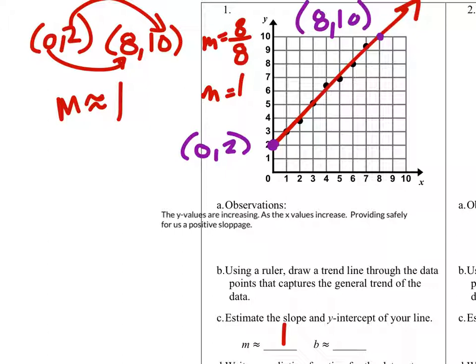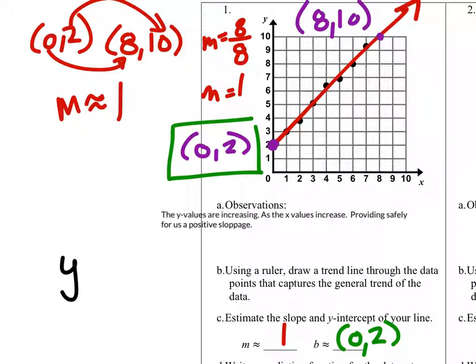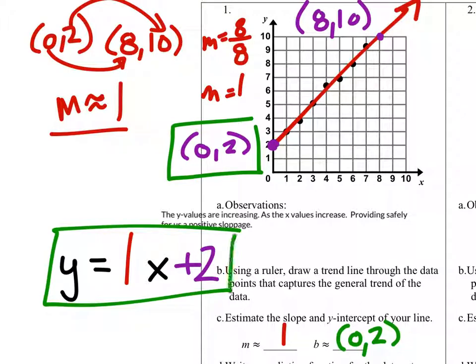Now we need to find the y-intercept, and yes, it did give us the y-intercept right here. 0, 2, so I'm going to fill that in down here. 0, 2. This is enough for us to write the equation. They called it the prediction function. In any case, we're going to write that in slope-intercept form. So we got the slope right there, 1. And the y-intercept is a positive 2, bam. This is the prediction function.